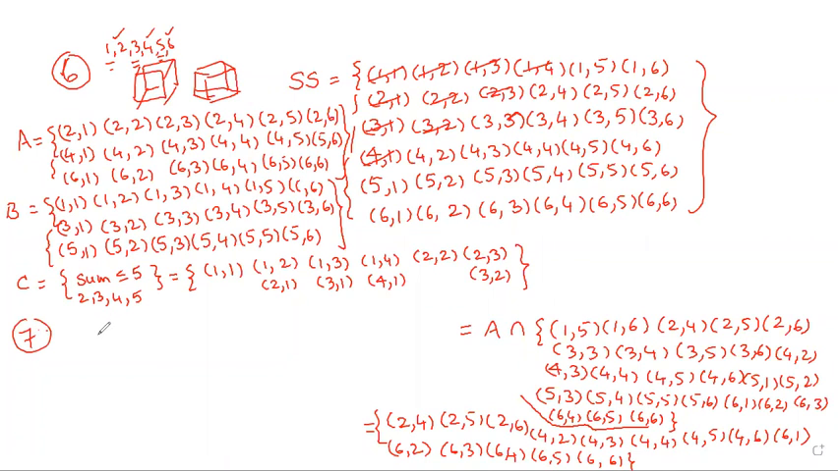A and B are mutually exclusive, right? A and B have nothing in common. Therefore, A intersection B is the empty set. Therefore, A and B are mutually exclusive events. Right? This is true. There is nothing common in A and C. Therefore, it is true. Right. First bit is completed.